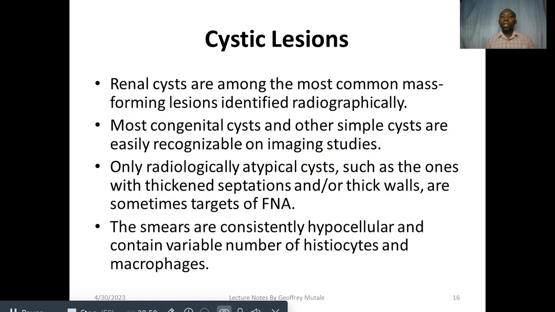So let's now look at benign lesions. For kidney FNA, we are going to have a number of features that we shall look at. Yes, Hassan?